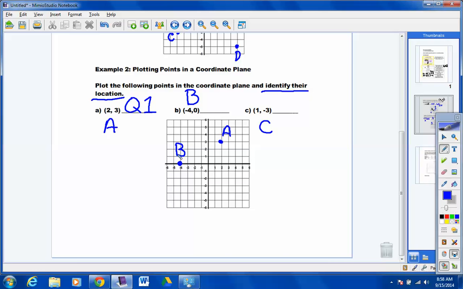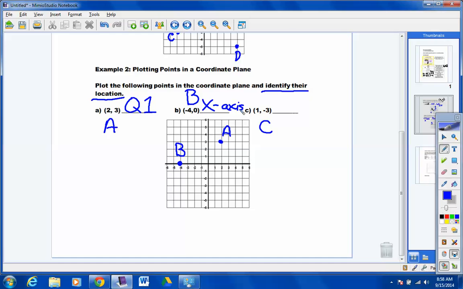Guys, that location is not in a quadrant anymore, is it? It's on an axis. Specifically, which axis? X-axis. It's on the x-axis. So I just want you to write down that that is right on the x-axis. All right, and then finally, 1 comma negative 3.